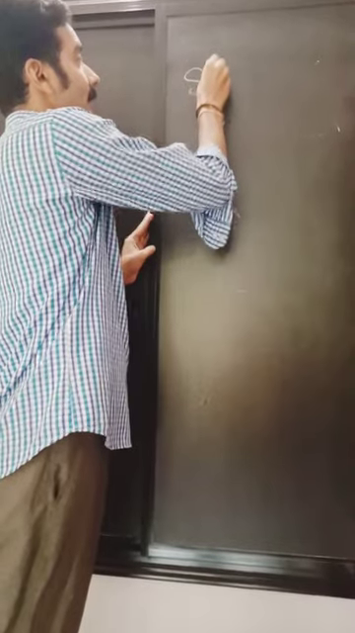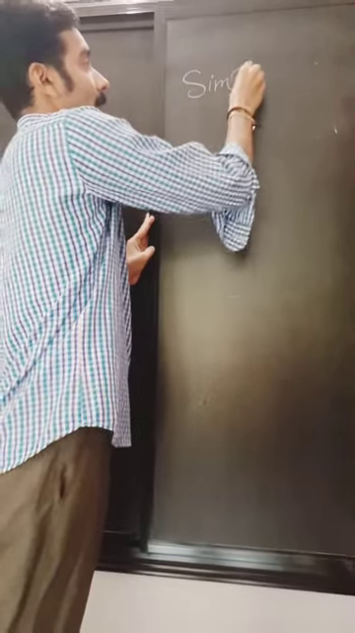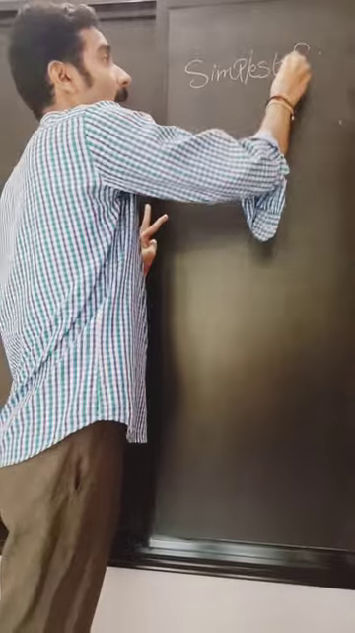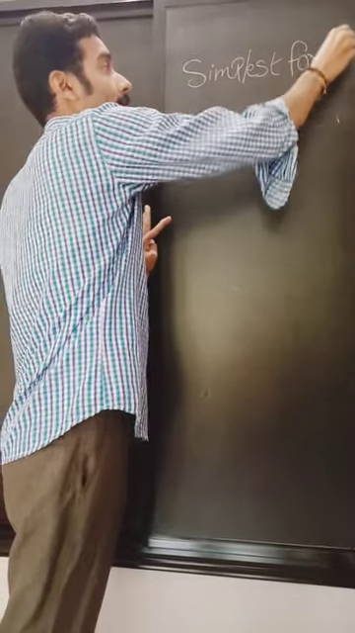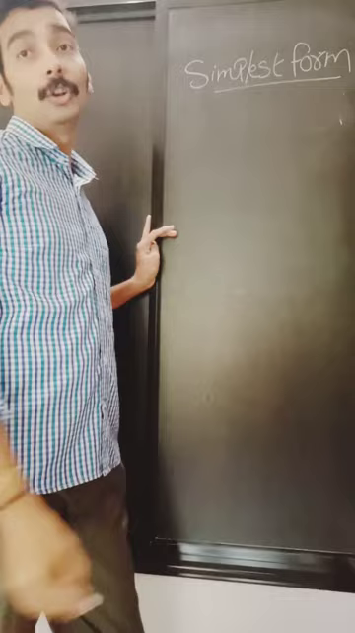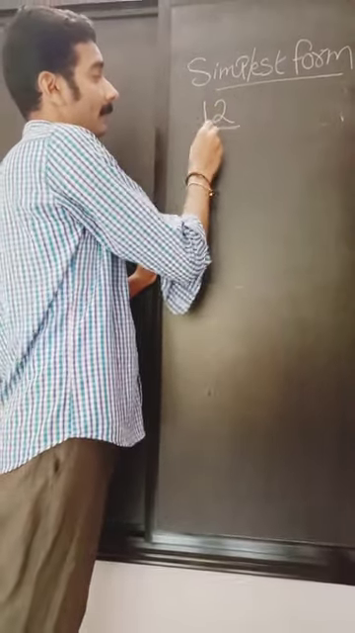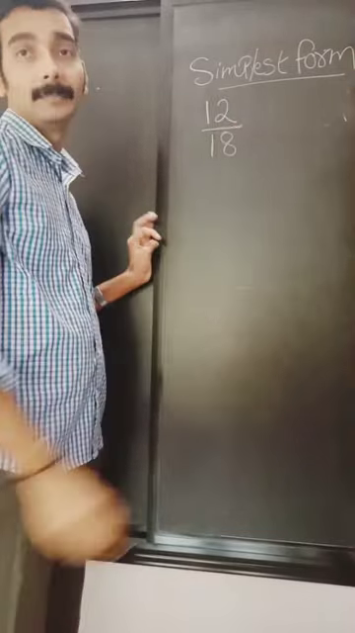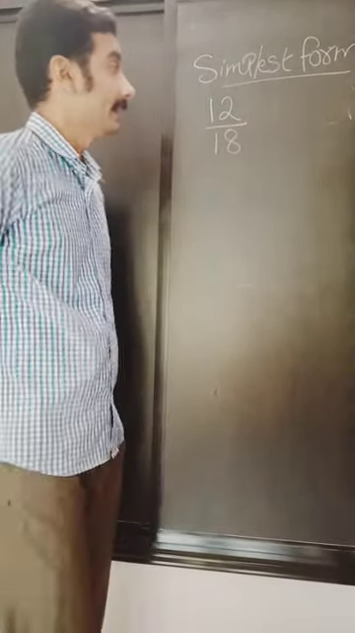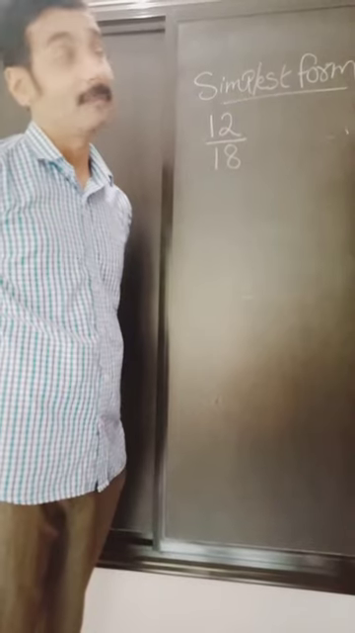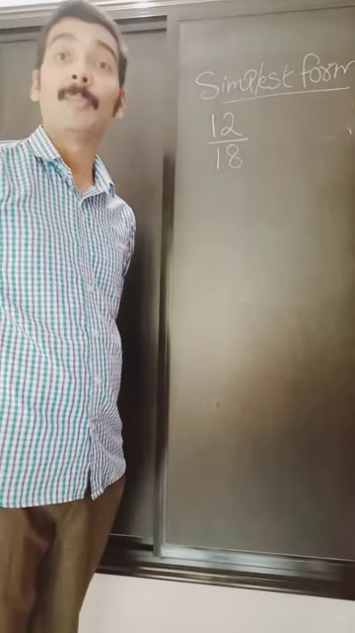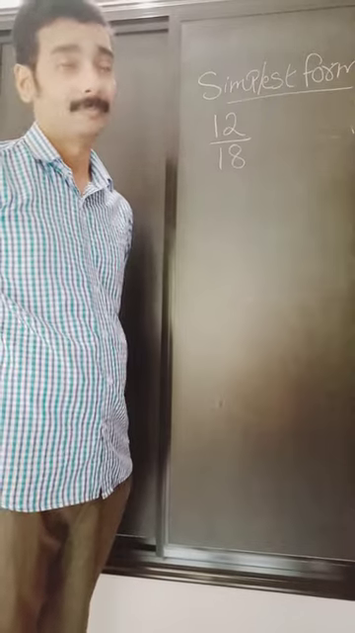Then another topic is simplest form, or lowest form. Question is 12 by 18. This fraction we convert into simplest form or reducible form.